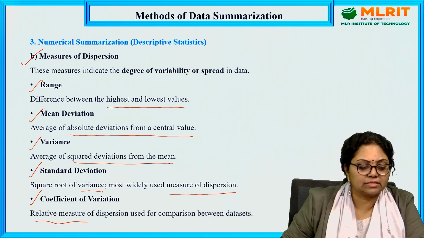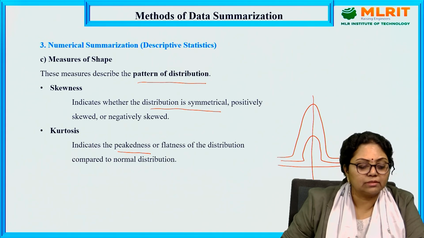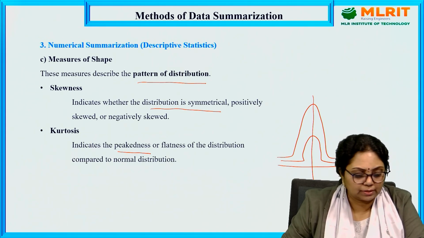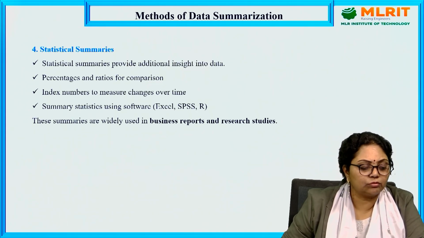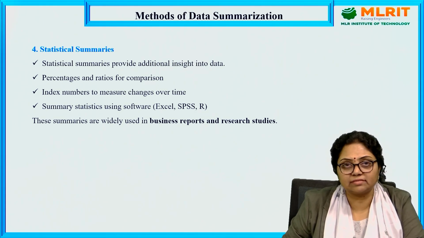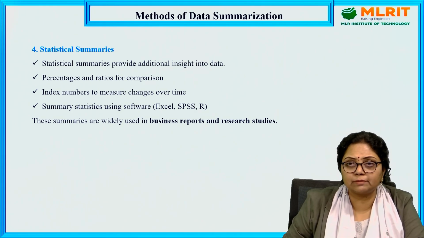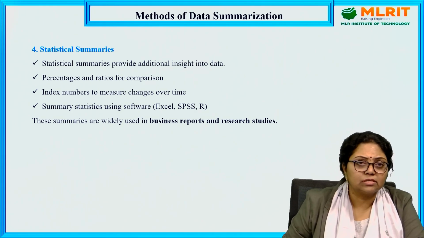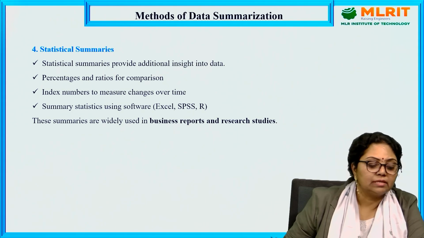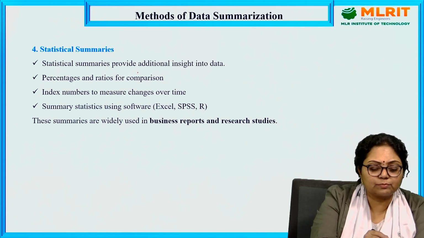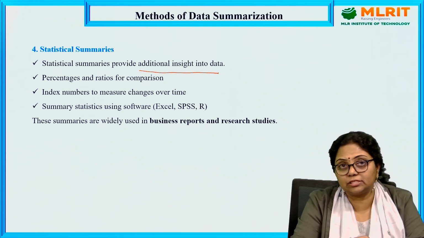Next, the second one is measures of dispersion. Third one is measures of shape. And now the fourth variety is statistical summaries. We generally use them for business reports, research studies, etc. So what do we do in this case? Statistical summaries provide additional insight into data.